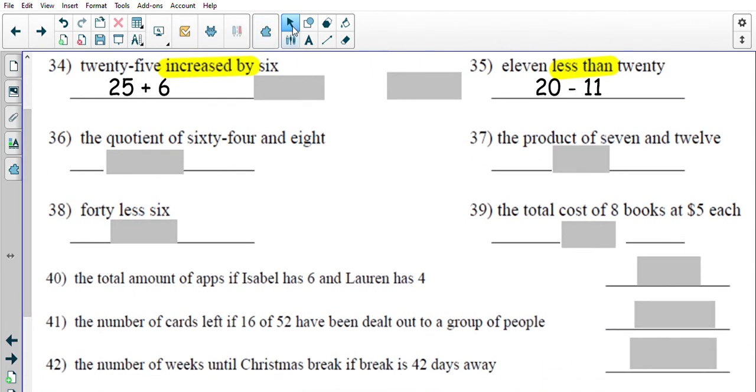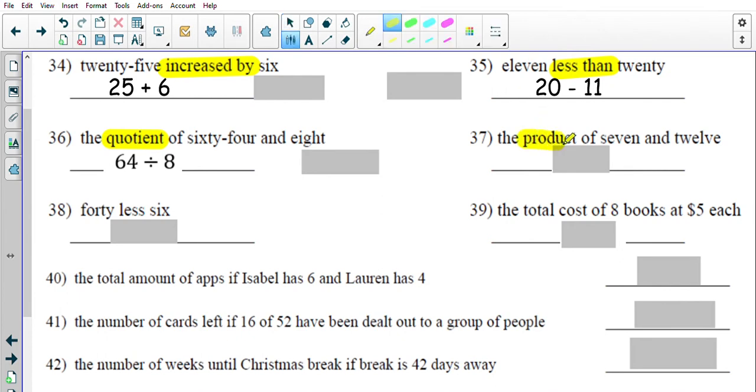Number 36, the quotient of 64 and 8. The word quotient means division. I wrote it like this, 64 divided by 8. You can use the slash for division. You can write it as a fraction. You can even write it how you did long division back in elementary school. We don't typically see that here, but this is just one way to write quotient. Number 37, the product of 7 and 12. Product means multiplication, so 7 times 12. You will learn later on this chapter also that some operations are commutative, meaning you can do them in whatever order. So for example, with addition and multiplication, you could switch the order around.